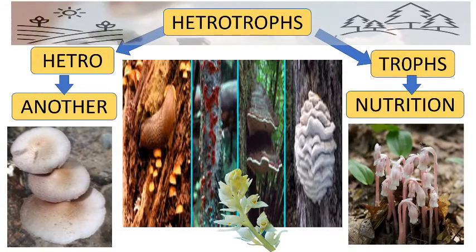Students, now you have come to know the meaning of heterotrophs. Hetero means another and troph means nutrition. It means the plants which depend on other plants or organisms for their nutrition are called heterotrophs. So many examples we can see in nature of heterotrophs, like fungi, lichen and Indian pipe, amarbel. Around us we see many plants which depend for nutrition on other plants or organisms.